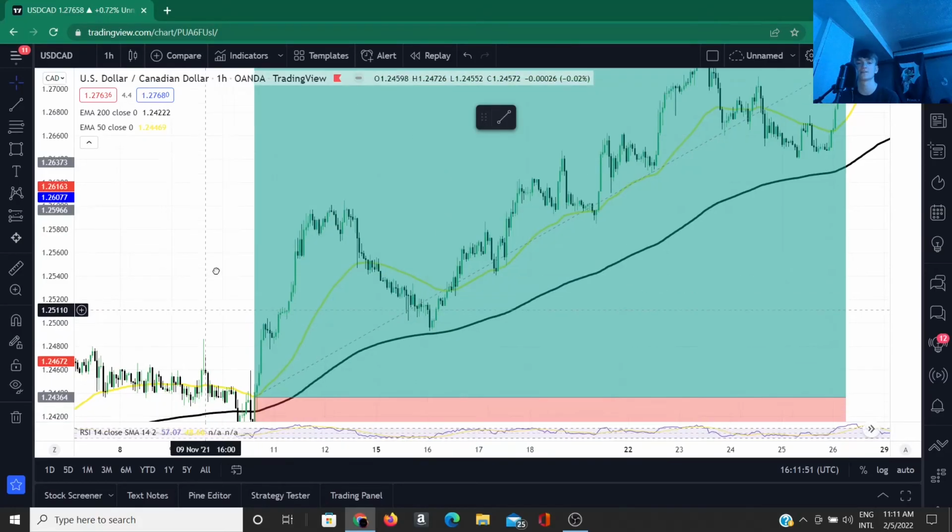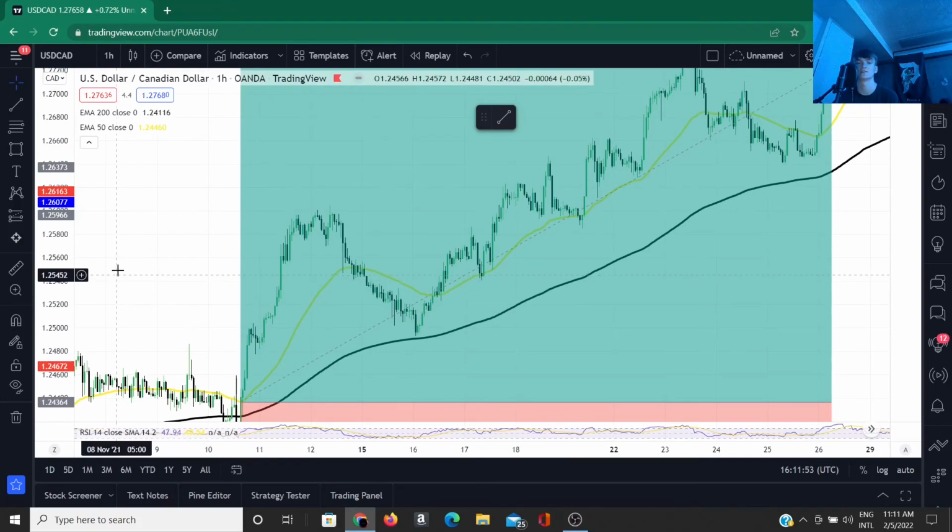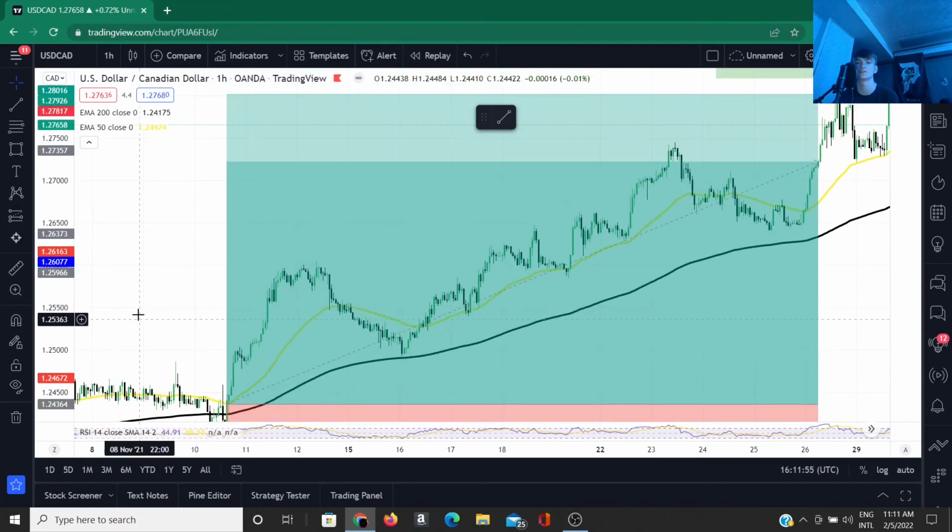To use moving averages to our benefit and get in on some pretty sniper entries.